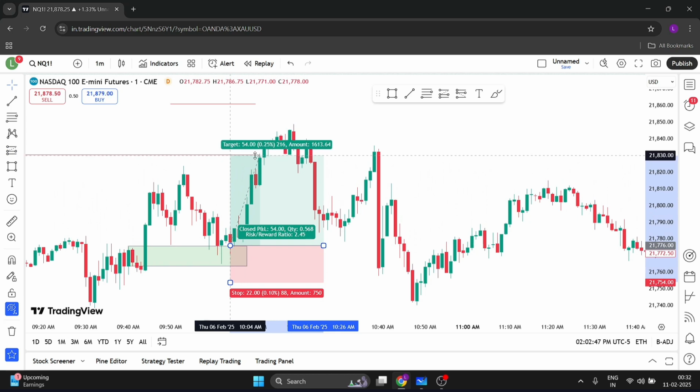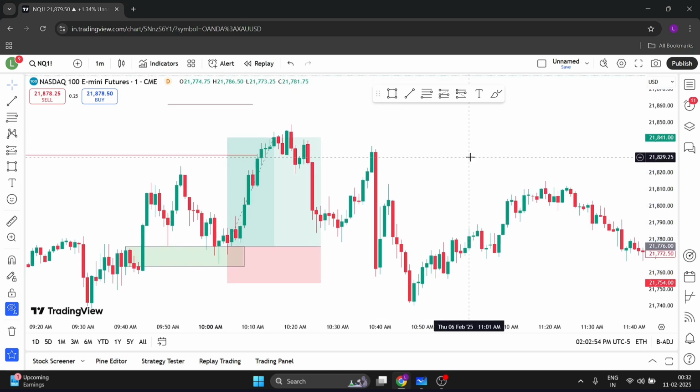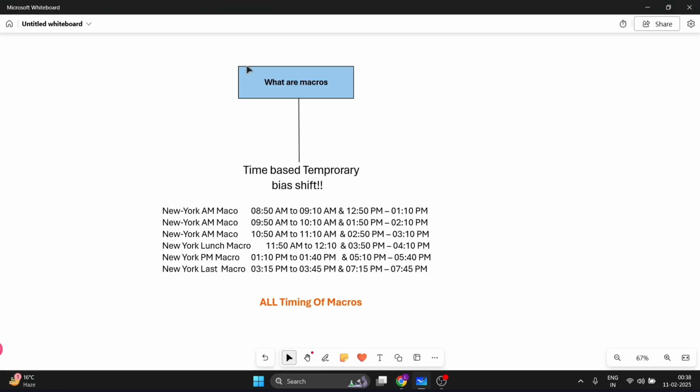Just wait for inducement before the real move, and only enter when your actual setup is there, okay? Otherwise, you're really going to get cooked. You can't use all ICT concepts all the time, but you can apply the useful ones to improve your trading.